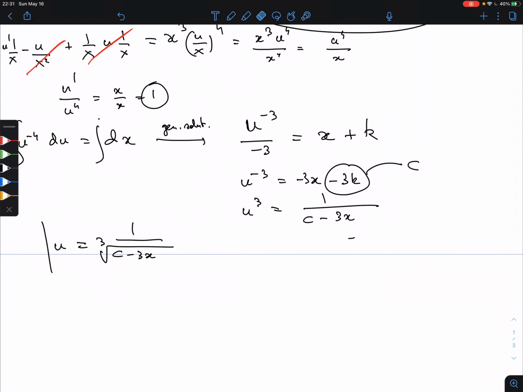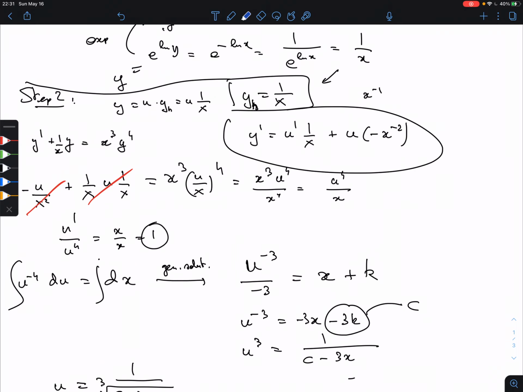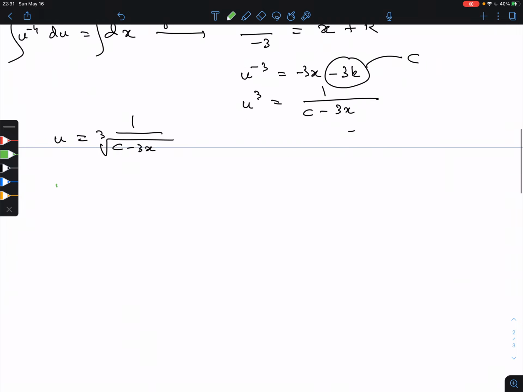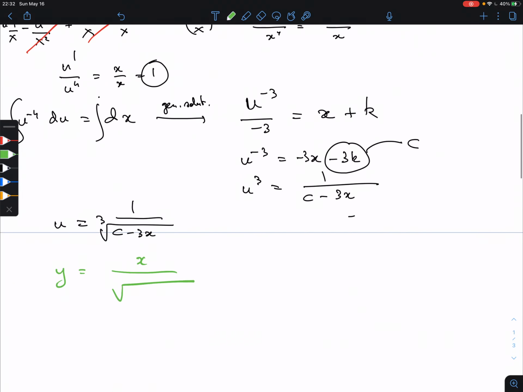What we want is y. Remember, this is the actual form here. This is what we want here. So we see that y is equal to x over the cube root. No, wait. No, sorry, the x is in the denominator. The x is in the denominator. Everything's in the denominator. 1 over x times the cube root of c minus 3x. That is our general solution.